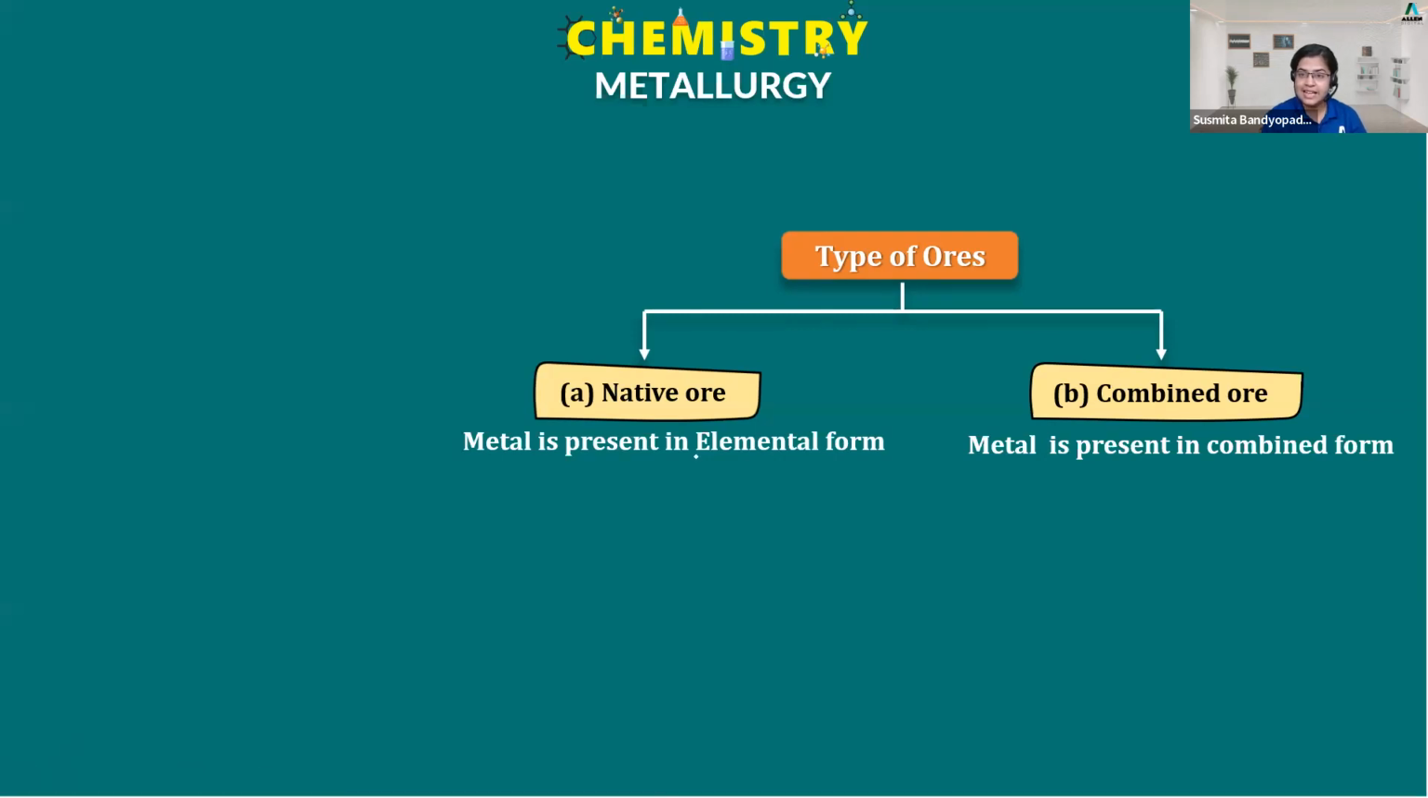Generally, the less reactive ones will be called native ores. The more reactive ones will always be present in the combined state. Students, we'll have a list of ores flashing one after the other, but I would like to hear from you here or from the chats. Whatever ore you know, say an oxide ore. I'm seeing the chats in case I don't hear anything.